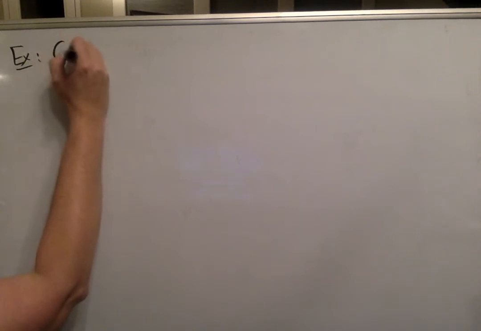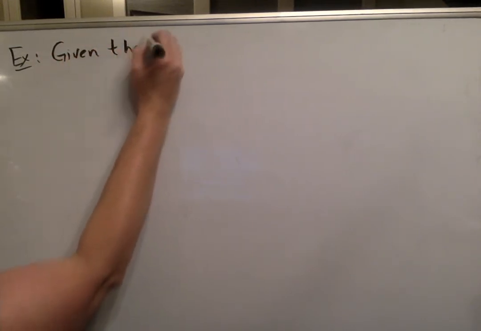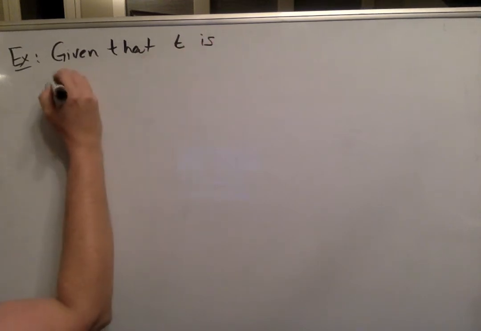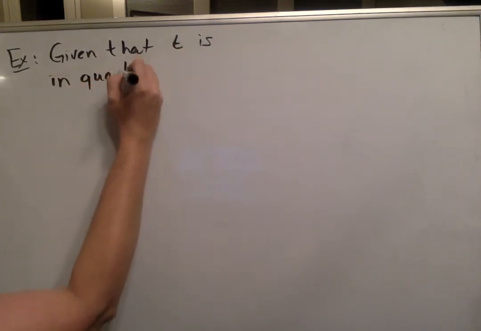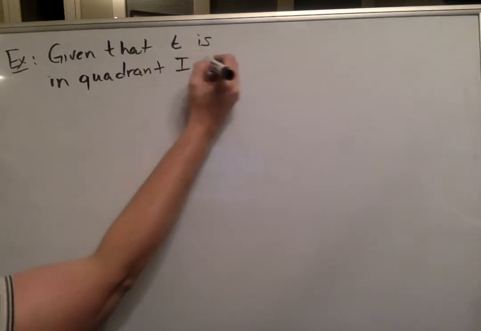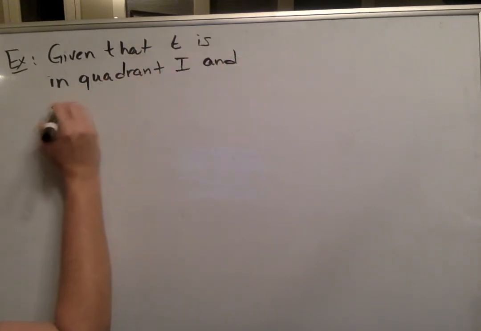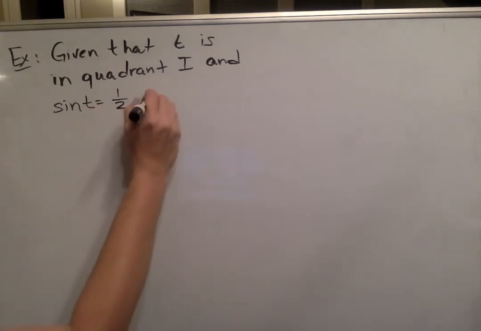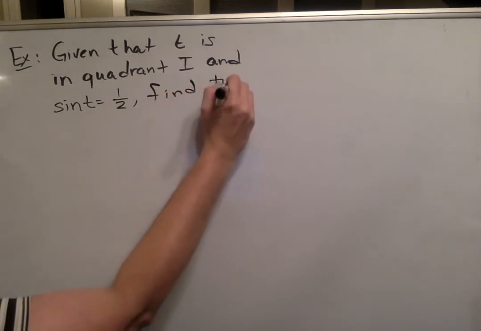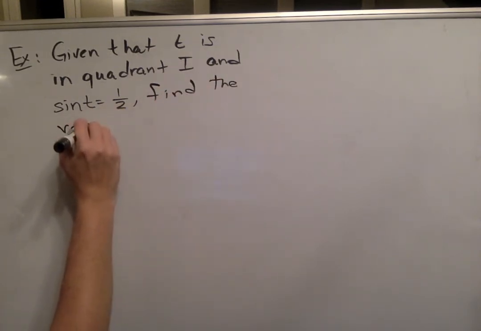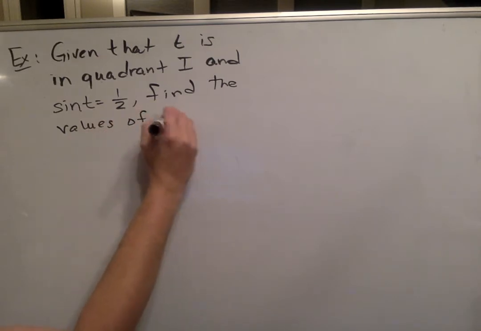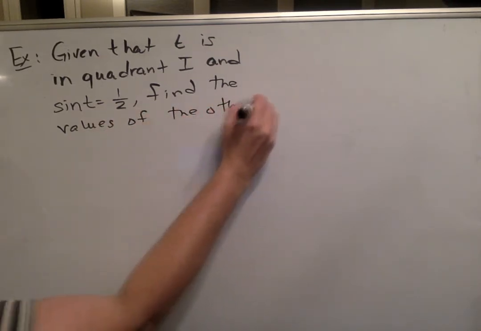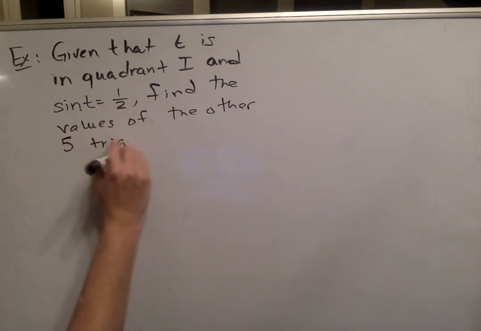Let's see here. Given that t is in quadrant 1 and that the sine of t is equal to 1/2, find the values of the other 5 trig functions.